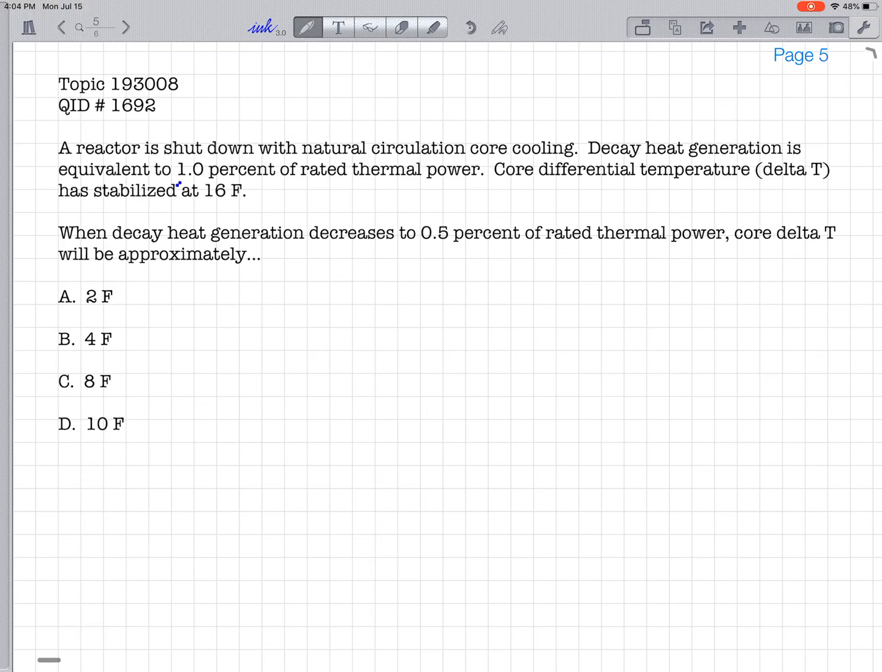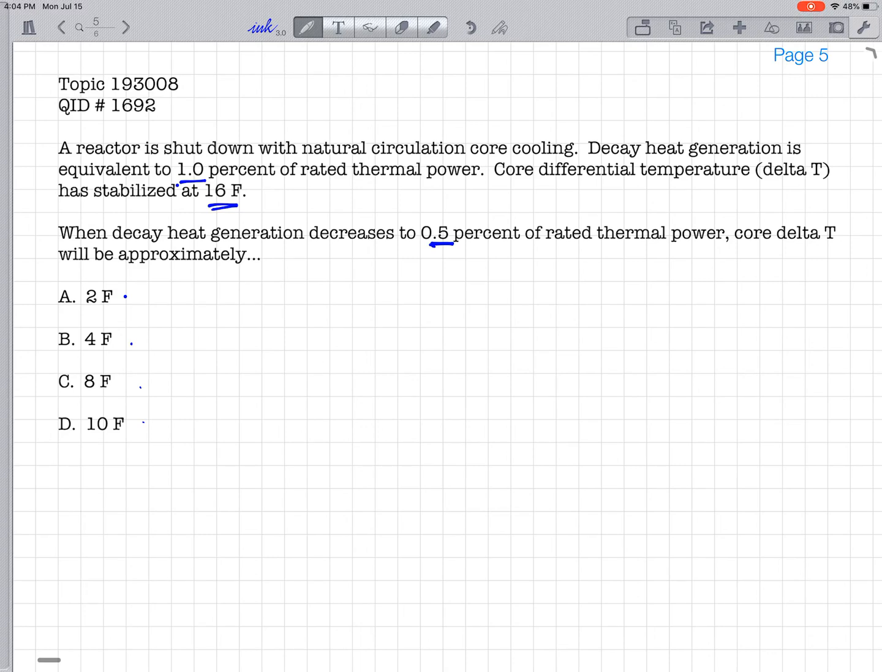1.0%. Rated thermal power, 16 degrees Fahrenheit, so that's good. 0.5%. Alright, don't misread that. That's half a percent. And that's it. So we got 2 degrees, 4 degrees, 8 degrees, 10 degrees. Okay, so we're going to have to do some math, right? We know that without even reading the problem. You see that? Now we read the problem, after making sure that there's no number chicanery out there to mess us up.